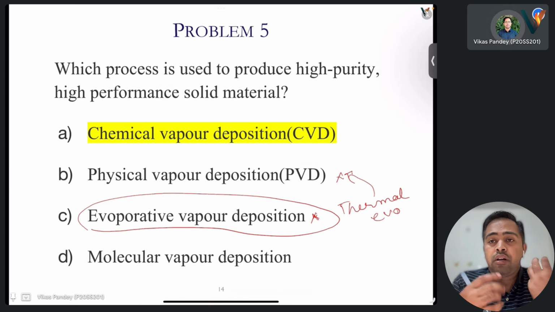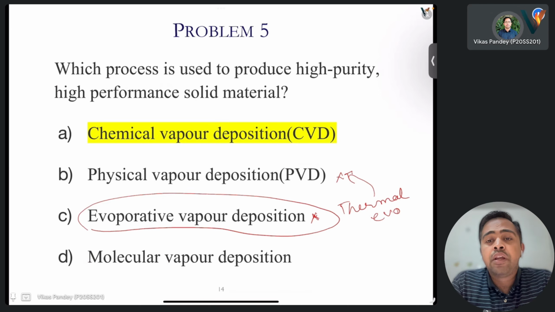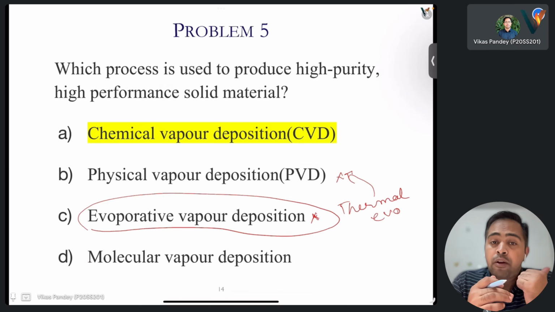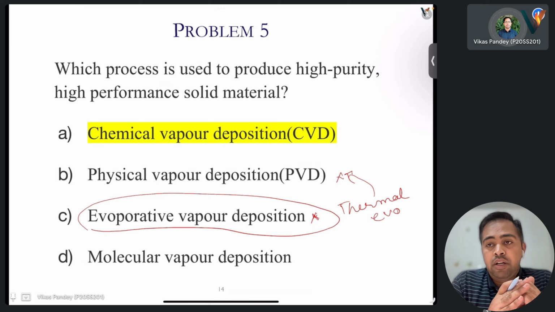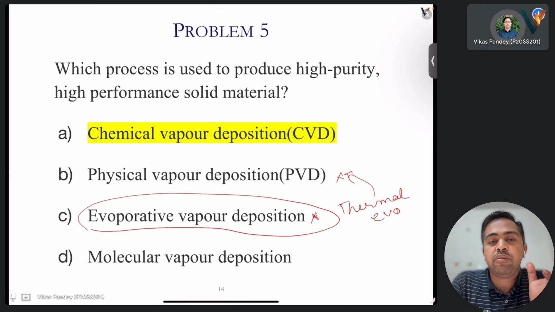In case of CVD, using the precursor and the gas flow, we are actually facilitating the chemical reaction that will happen there. And as such, we can produce high purity and high performance solid material from CVD. In case of PVD or thermal evaporation, also we can deposit high purity and high performance solid material, but in that case, we should have a high quality, high purity solid material available with us. But in case of CVD, we can produce that. Okay.